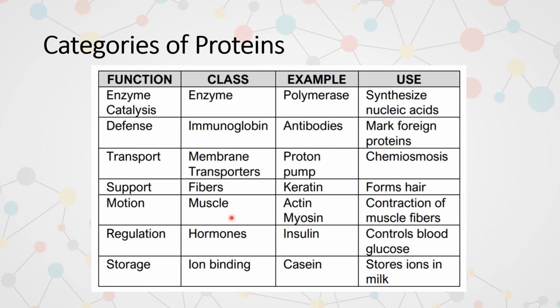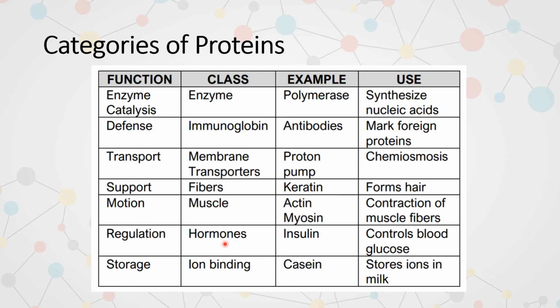Muscle has proteins. So to build up more muscle, we need to eat food which is rich in proteins. Example ng protein na makikita sa muscles ay actin tsaka myosin. So this protein is used for the contraction of muscle fibers. So kung walang itong mga proteins na to, muscles will not contract.